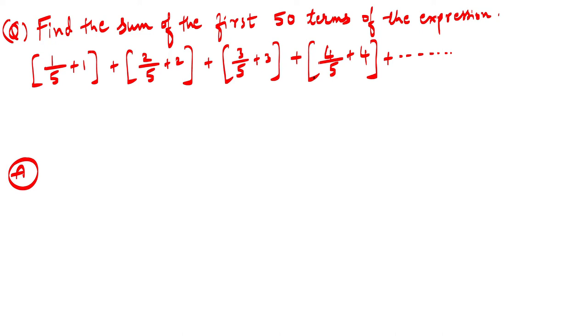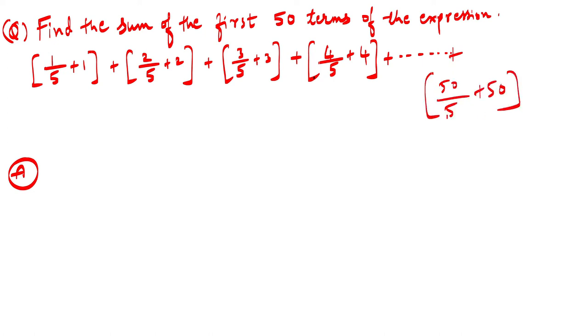So let us apply the concept of GIF. Find the sum of the first 50 terms of the expression. The flow is 1 by 5 plus 1, 2 by 5 plus 2, 3 by 5 plus 3 and so on till 50 by 5 plus 50.